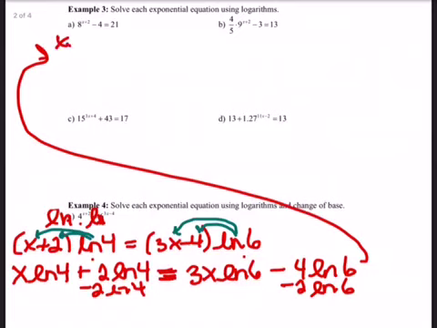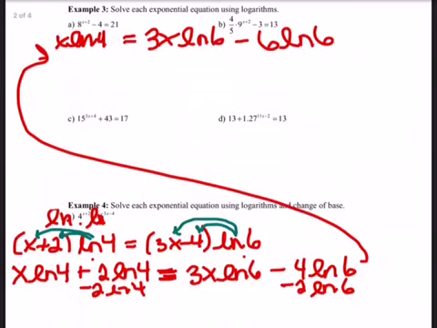So now I've got x natural log of 4 equals 3x natural log of 6 minus 6 natural log of 6, because negative 4 minus 2. Okay, that's a numerical value, this is a numerical value, this is a numerical value. So when I subtract over, I'm going to go ahead and make an approximation here.